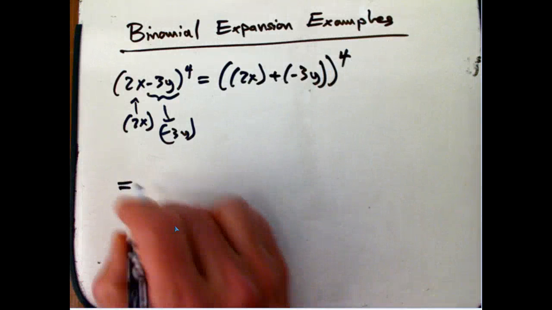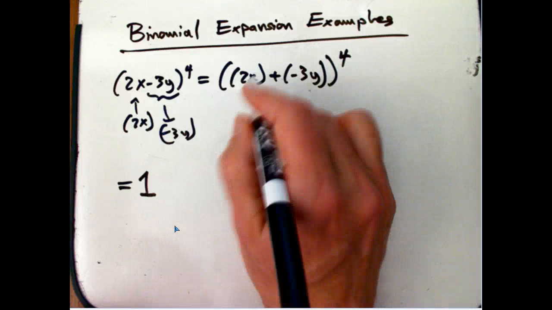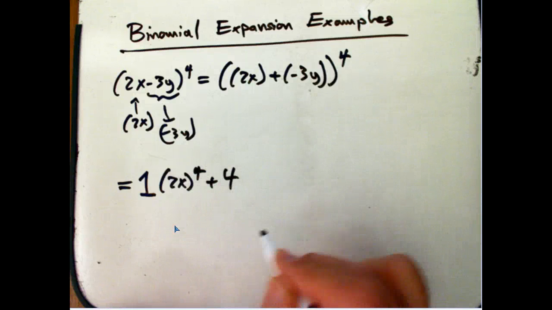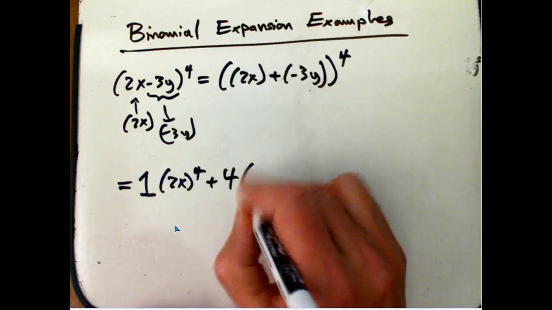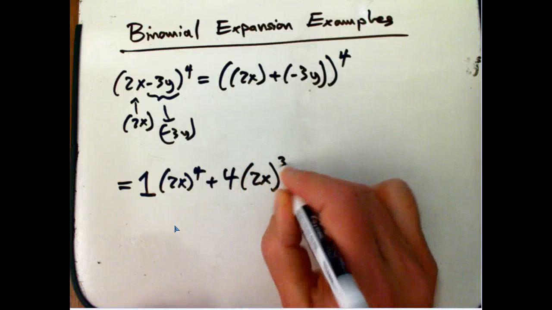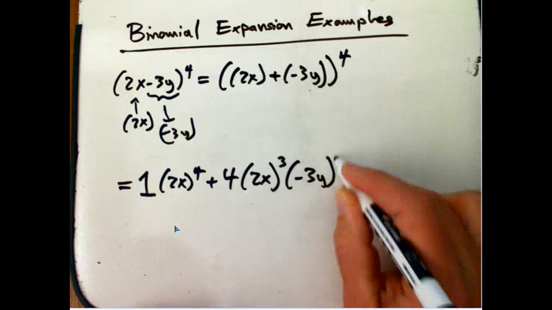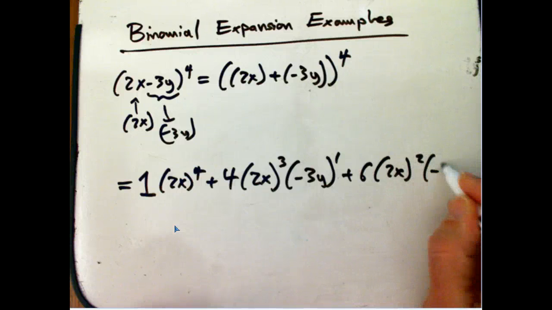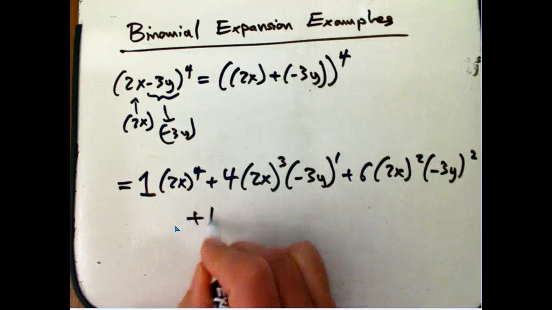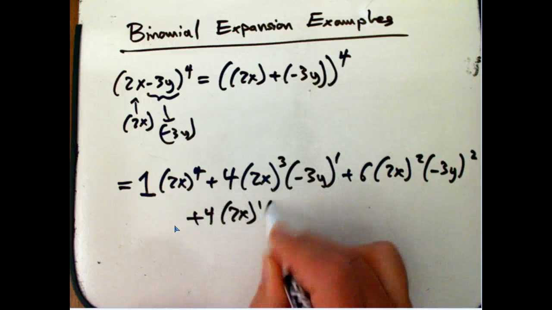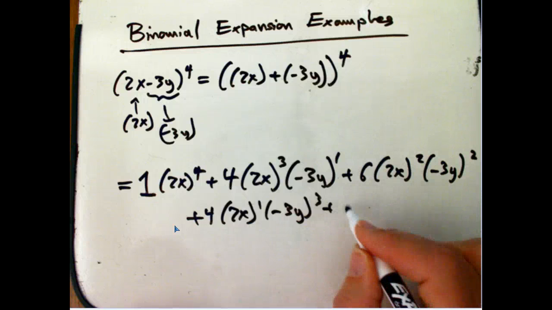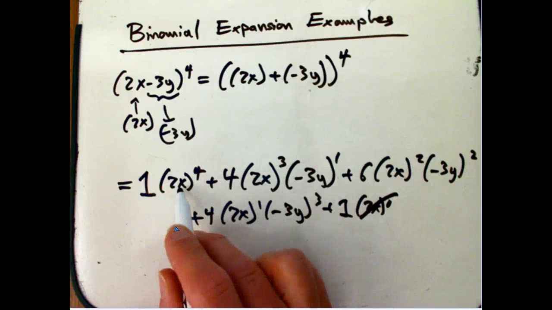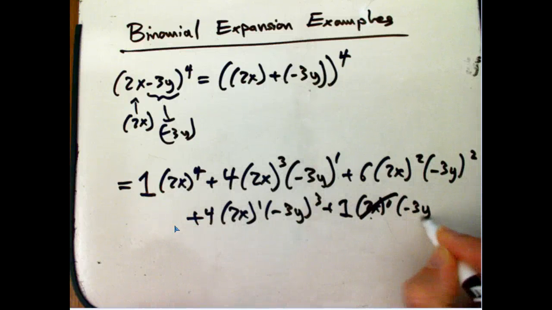Then I'm just going to say, okay, Pascal's triangle is 1 times this to the fourth. I'm just going to do that part and not worry about expanding it out yet. Plus 4, that's the next thing in Pascal's triangle, times 2x to the third times minus 3y to the first. Plus 6 times 2x squared times minus 3y squared. Plus 4 times 2x to the 1 times minus 3y cubed. And then plus 1 times 2x to the 0, just like this didn't have a minus 3y at all, this doesn't really have a 2x to the 0, that's minus 3y to the fourth.